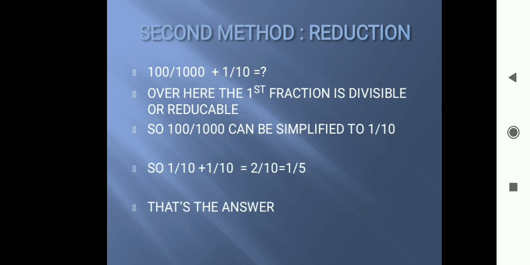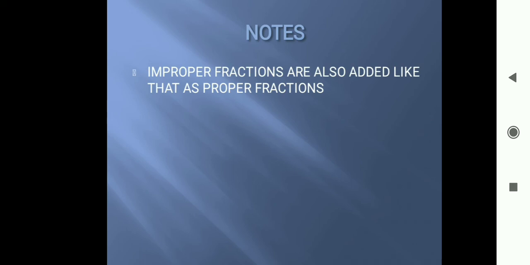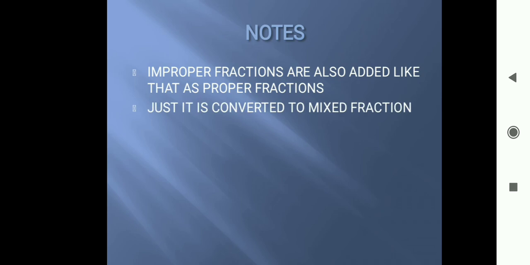So 1 upon 10 plus 1 upon 10 will be equal to 2 upon 10, which is equal to 1 upon 5. Again, reduction, 2 ones are 2 and 2 fives are 10. So 1 upon 5. Some important notes. Improper fractions are also added like proper fractions. For example, here 110 upon 36 plus 110 upon 36, that is equal to 220 upon 36. The problem with adding improper fractions is that the result cannot be kept as it is. It has to be converted into a mixed fraction, or it has to be converted into decimal.